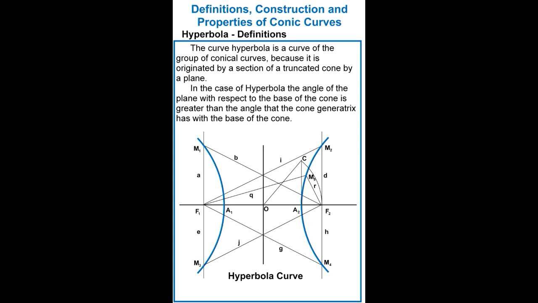In this first slide of this second class of Chapter 7 of this course of Basic Geometry, the curve of the hyperbola is presented. The hyperbola curve is a curve of the group of conic curves, since it is originated from a section of a cone truncated by a plane. In the case of hyperbola, the angle of the plane with respect to the base of the cone is greater than the angle that the generatrix of the cone has with the base of the cone. Figure 7.7 presents the main elements of the hyperbola.